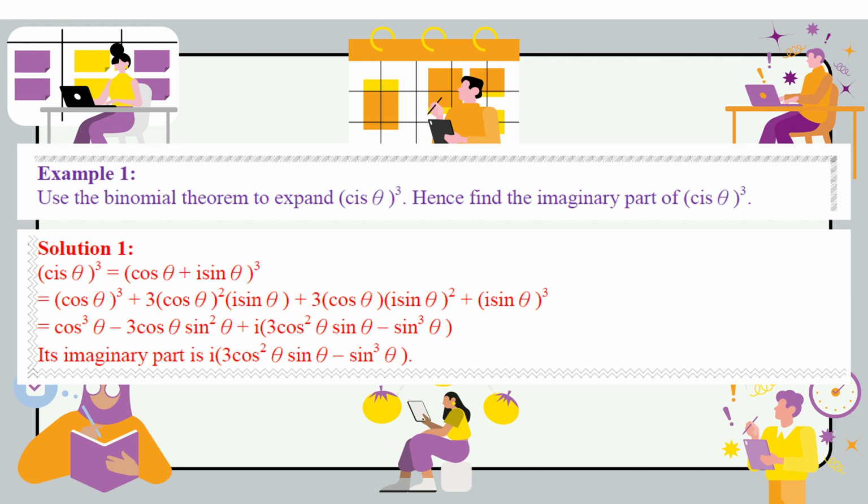Yes, you got it. Just expand them and get 1 cosine cubed theta, 3 cosine squared theta (i sine theta), 3 cosine theta (i sine theta) all squared, and (i sine theta) cubed. And then group the real part and imaginary part together. The first is real, second is imaginary, third is real, fourth is imaginary. So we have the imaginary part of it to be 3 cosine squared theta sine theta minus sine cubed theta. We'll use it later.